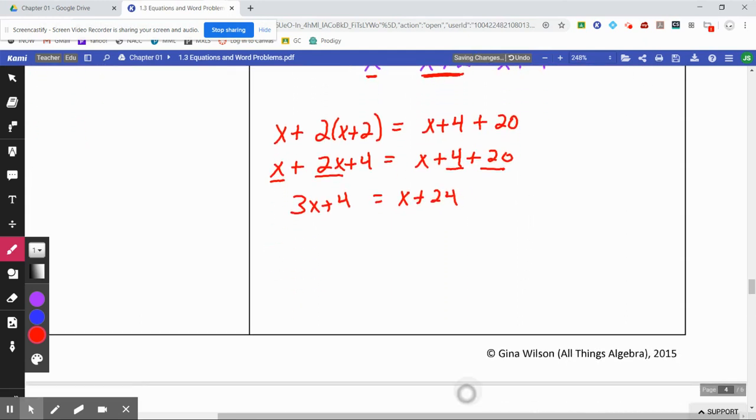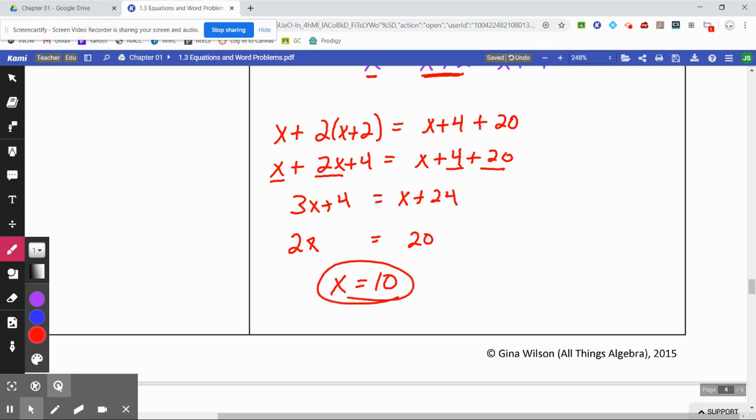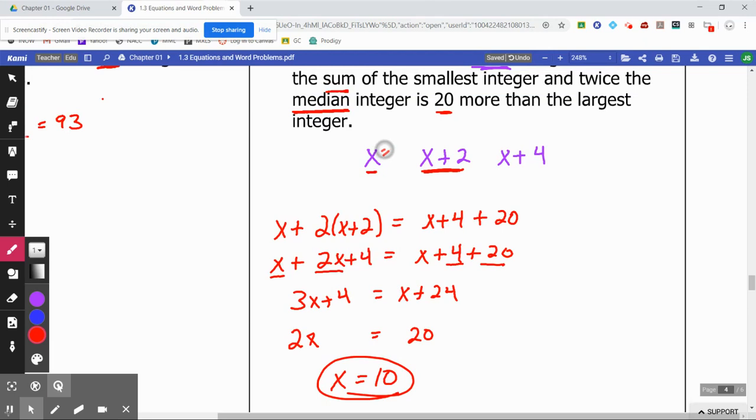Move your x over by subtracting. You now have 2x. Move your 4 over by subtracting. It's equal to 20. So x would have to be 10. So your three numbers would be x is 10, x plus 2 is 12, x plus 4 is 14.